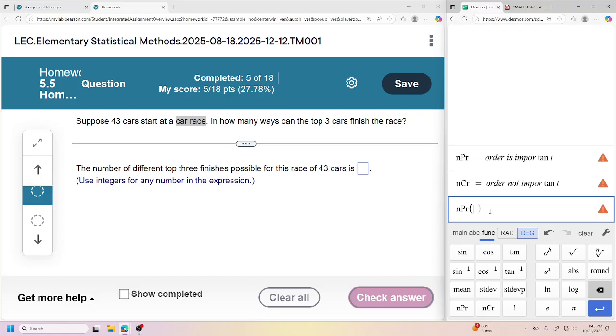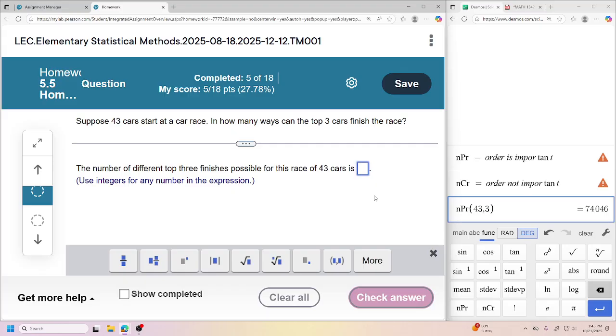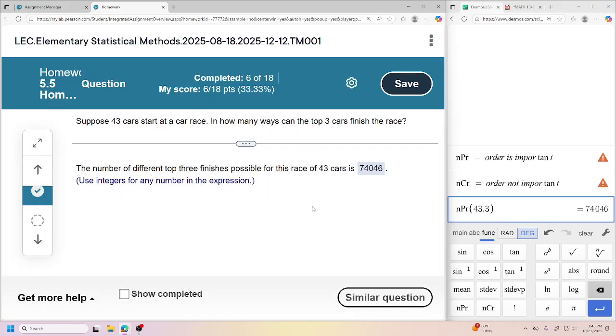nPr. And I have a bigger number and a smaller number. What's my bigger number? 43. Yeah, what's my small number? 3. There's my answer. We're done. So it really comes down to just that question, is order important or not? And from there, we just put in the 2 numbers and we're done. Very, very quick and easy. Like, this is your homework. This is not too bad, right? Okay, cool.